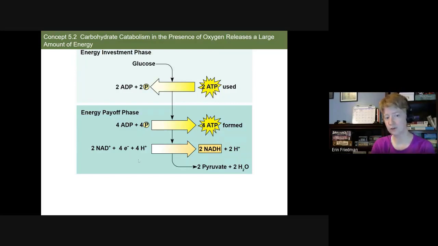And we're also going to strip some of the electrons. We're going to oxidize glucose and its intermediates and put those electrons on NAD+ to make NADH. So we're going to reduce NAD.